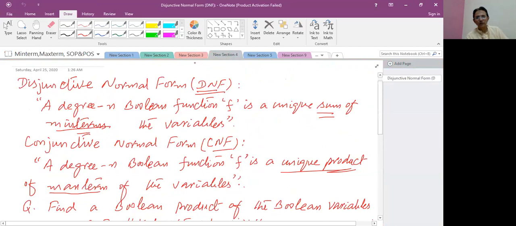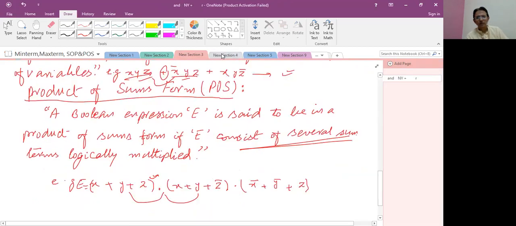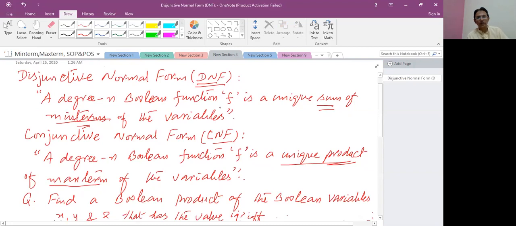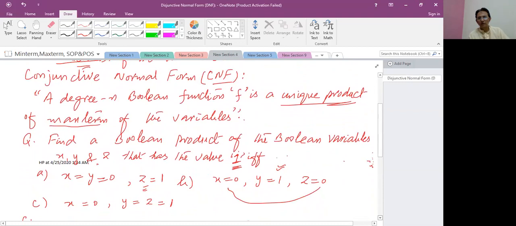So now students will consider disjunctive normal form, represented in short form by DNF. A degree n Boolean function f is a unique sum of minterms of the variables. Conjunctive normal form, represented by CNF. A degree n Boolean function f is a unique product of Maxterms of the variables. So these are the definitions of CNF and DNF. A unique sum of minterms of the variables is called disjunctive normal form, and a unique product of Maxterms of the variables is called CNF. It means conjunctive normal form.